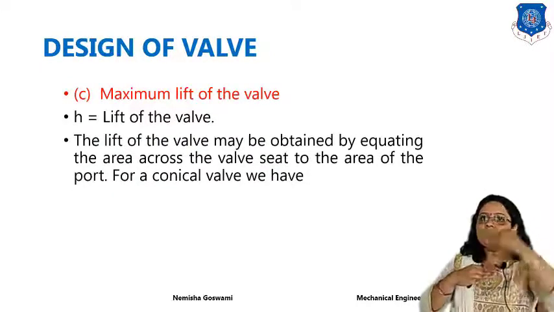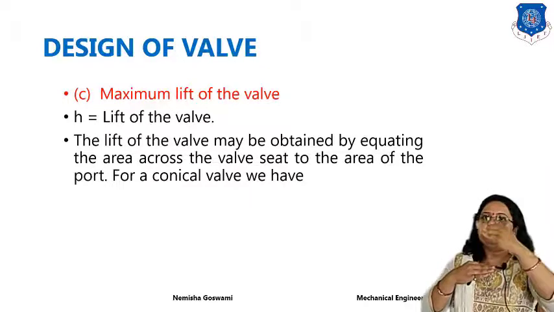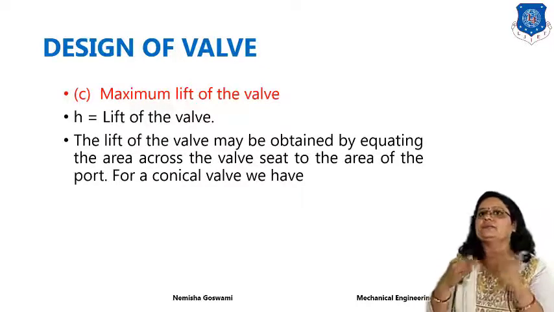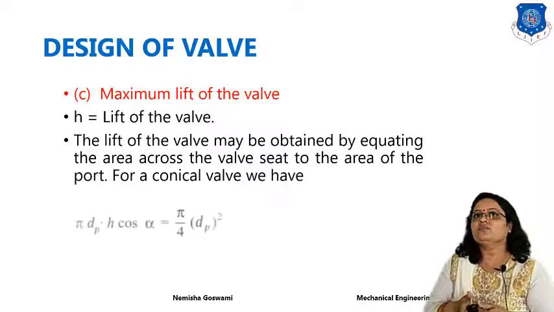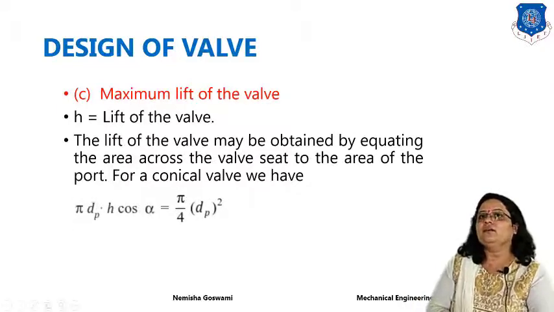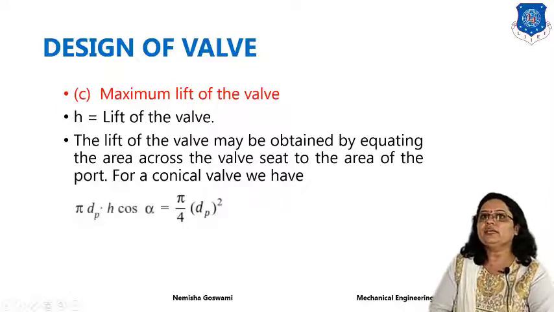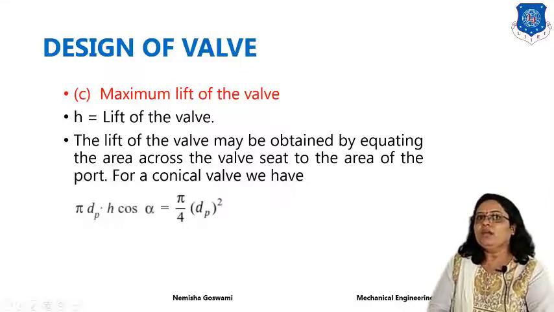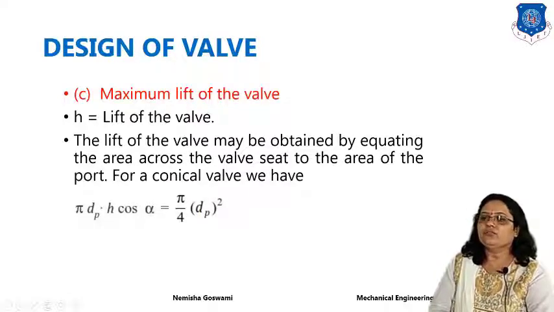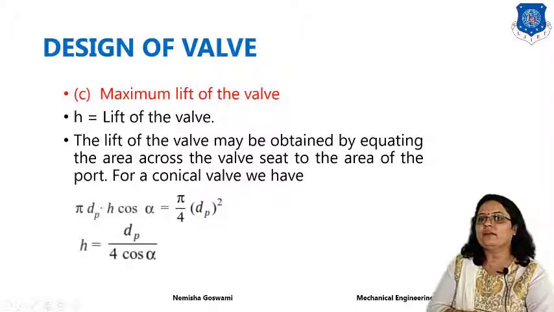Lift means how much jump of the valve takes place. So that is known as the lift of the valve. Okay, so we consider the conical section. By equating the area of the valve seat to the area of the conical valve, okay, so this is your conical area of your seat. By equating these two, we can find out the h.